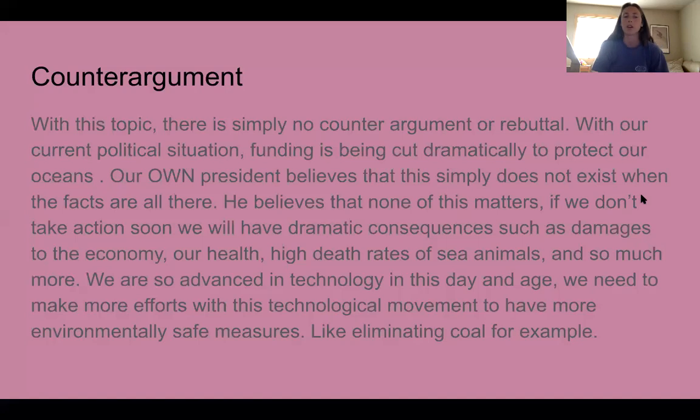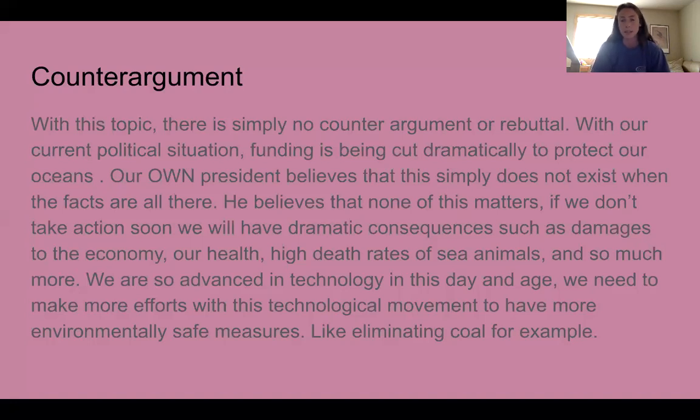So this is my counter argument. With this topic, I believe that there's simply no counter argument or rebuttal. With our current situation, a lot of funding is being cut dramatically, whether that's in environment or our oceans. Our own president believes that a lot of these topics do not simply exist, such as climate change and ocean pollution, even though the facts are all there. He believes that none of this matters, that we don't need funding for these, we can put our funding elsewhere.